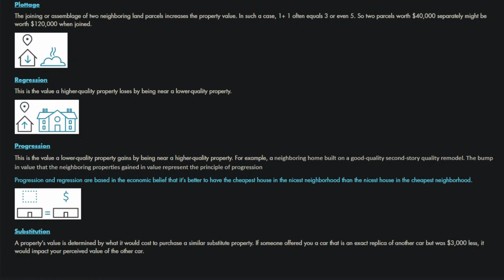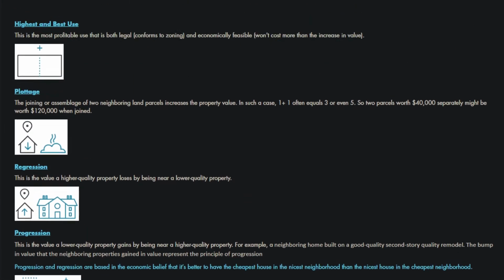Substitution. A property's value is determined by what it would cost to purchase a similar substitute property. If someone offered you a car that is an exact replica of another car, but was $3,000 less, it would impact your perceived value of the other car.